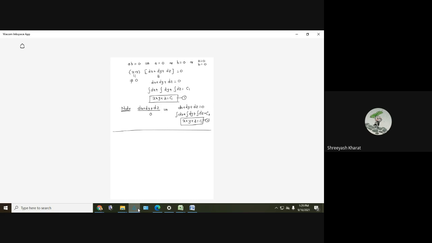Which last 2 ratios? No, you take the first and last ratio, or the second and last ratio, or the third and last ratio, whichever you like. Ultimately it will be like this only, dx plus dy plus dz divided by 0. That is the new ratio. That will imply dx plus dy plus dz equal to 0, and that will imply this solution. That is what I am saying.